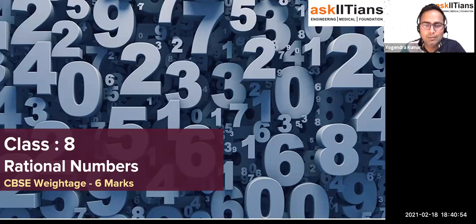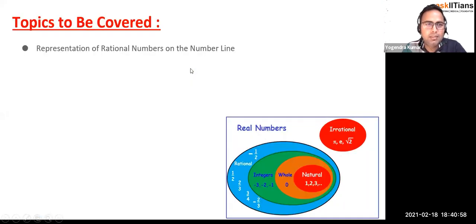So what is the topic we are going to cover today? It is the representation of rational numbers on the number line. We need to see how we can represent rational numbers. I revised them in the first and second lectures, but if you don't understand rational numbers, how can you represent them on the number line? So it is very important to understand what rational numbers are.